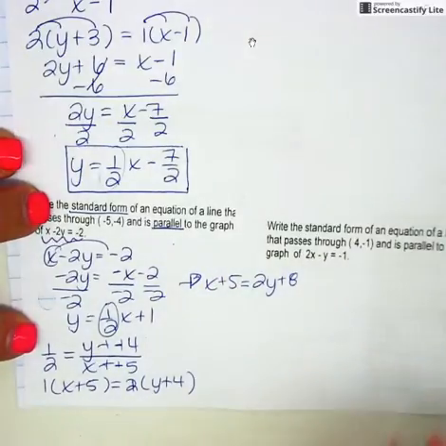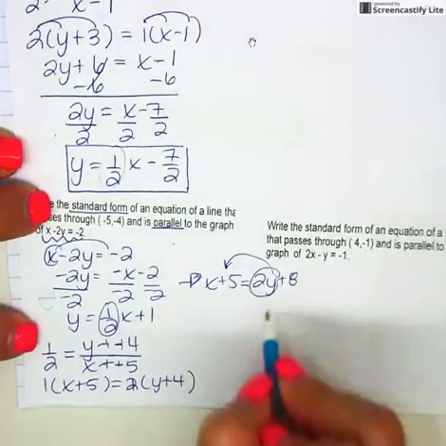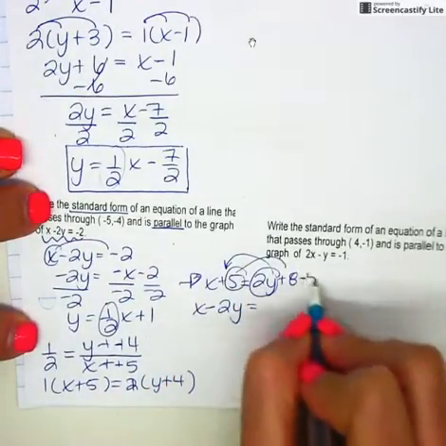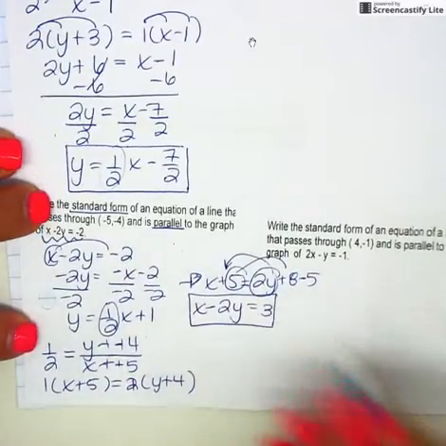Remember, in standard form, we want x and y together. So I'm going to move my y over. And I'm going to move my 5. And 8 minus 5 is 3, and we are in standard form.